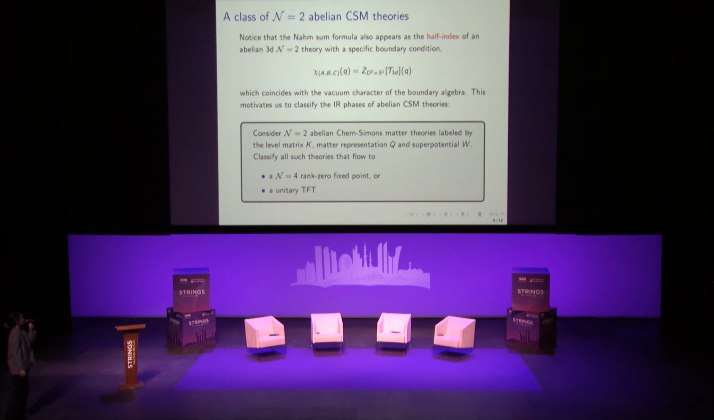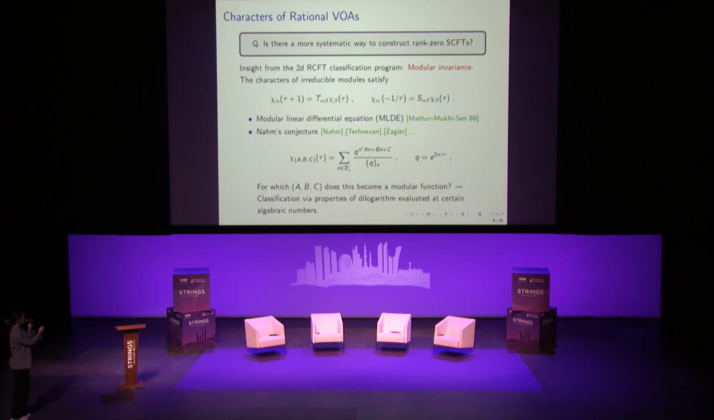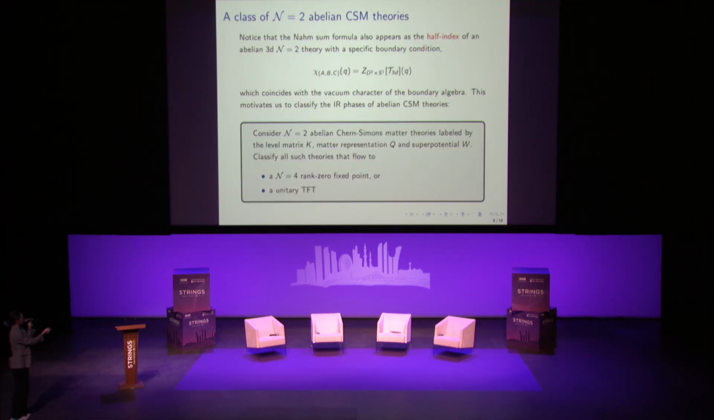And this motivates us to turn this particular problem into a problem in physics: to classify the IR phases of the abelian Chern-Simons matter theories. So you consider that an N=2 abelian Chern-Simons matter theory is labeled by the K matrix, in the matter representation Q with some superpotential W.